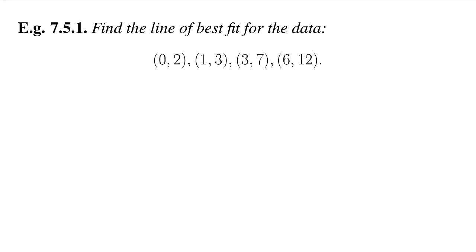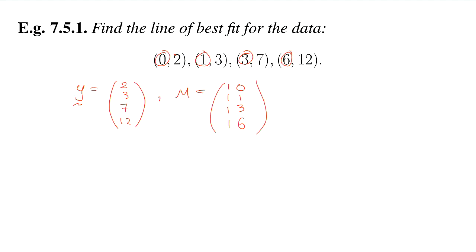Okay, so let's find the line of best fit for this data. The y vector is all of the measured values, so y is 2, 3, 7, 12. And what's m? M is the 0th powers of all of the control variables, so 1, 1, 1, 1. There are 4 data points, so I'm going to get 4 rows. And then the first powers of them: 0, 1, 3, 6. All right, that's my m.